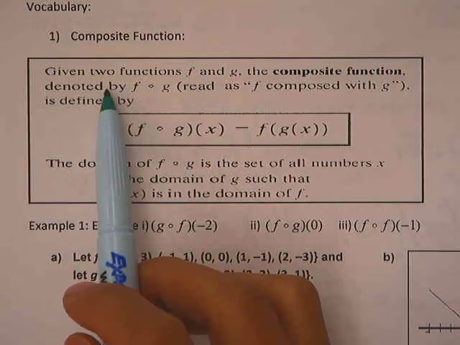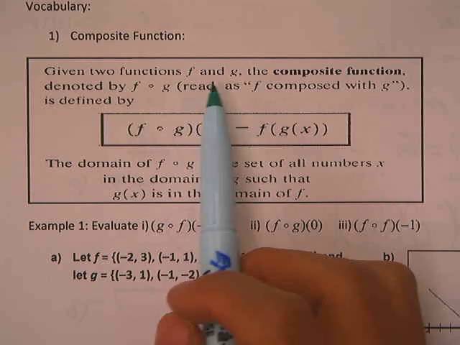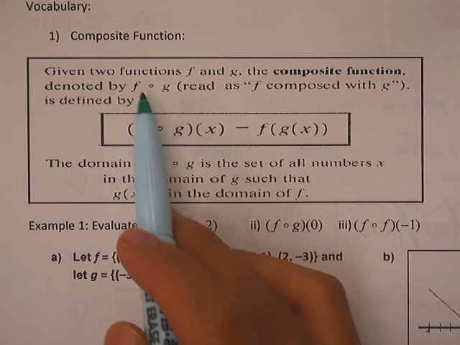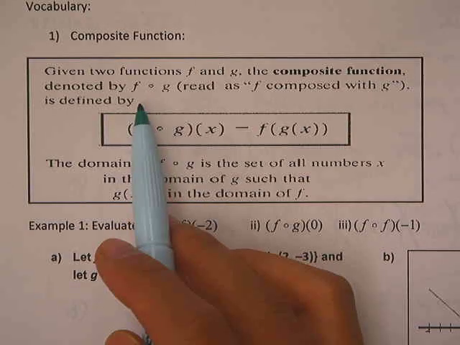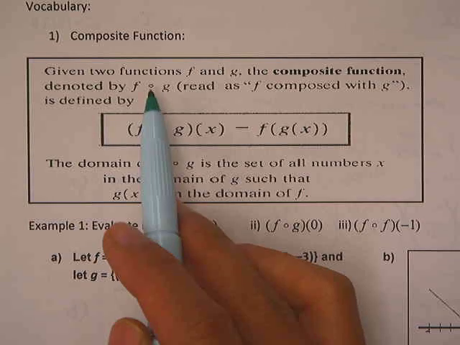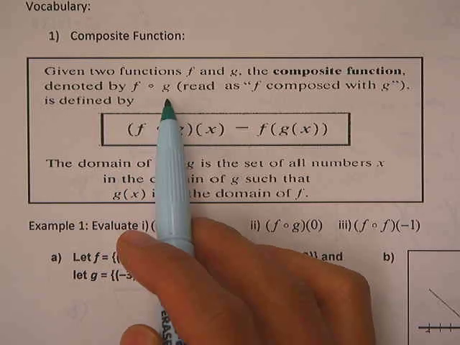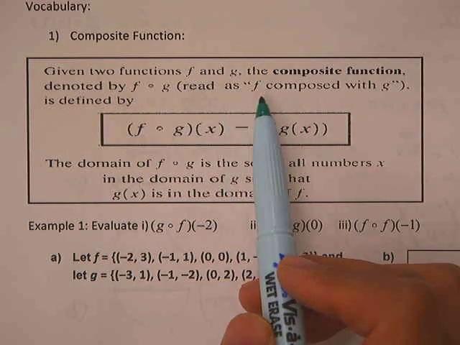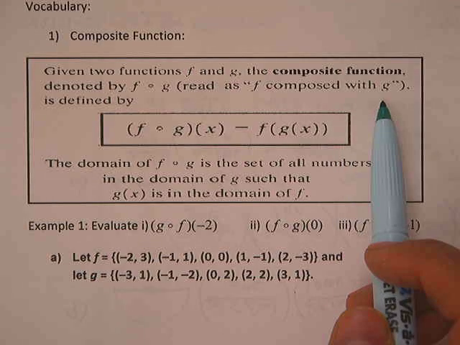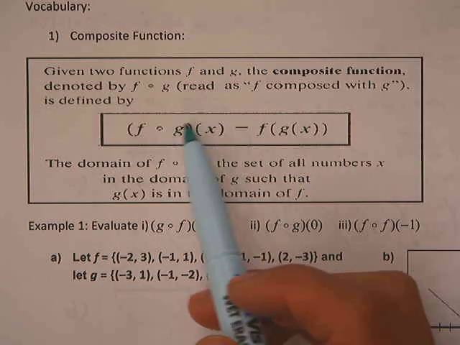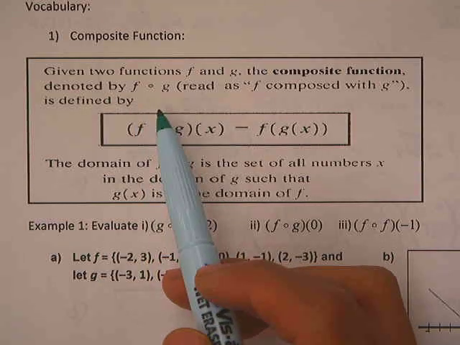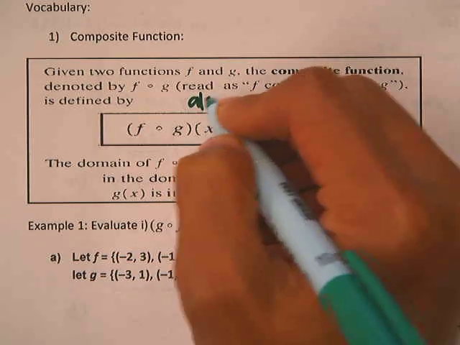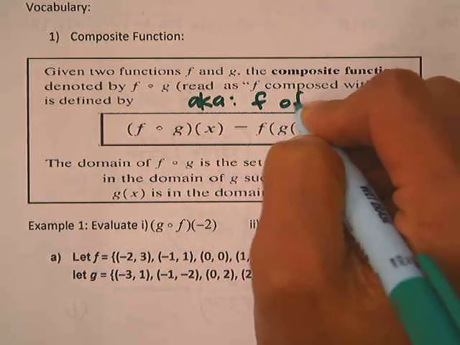Composite function. Given two functions called f and g, the composite function denoted by f, and then a little bubble g, is different from f solid circle g, because if it's f solid circle g, that's multiplication. But this is f bubble g. It is read as f composed with g. Or in class, I will also read this as f of g.